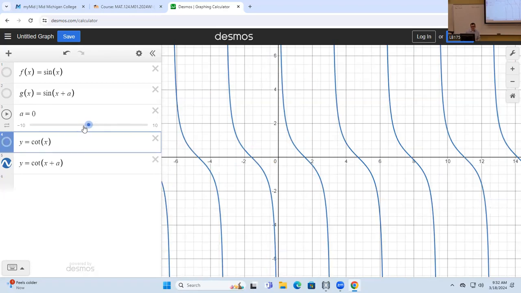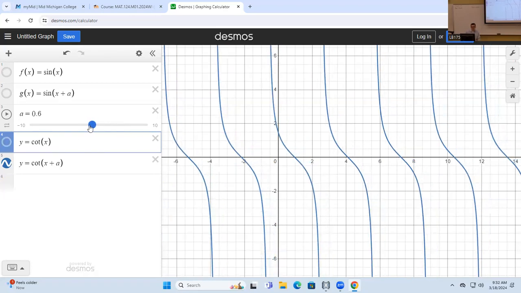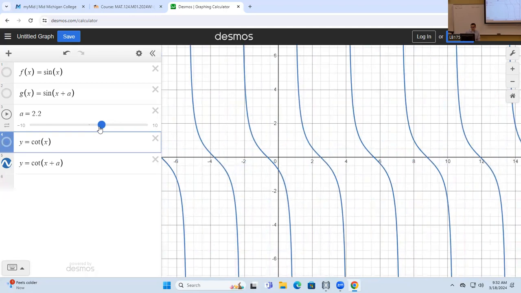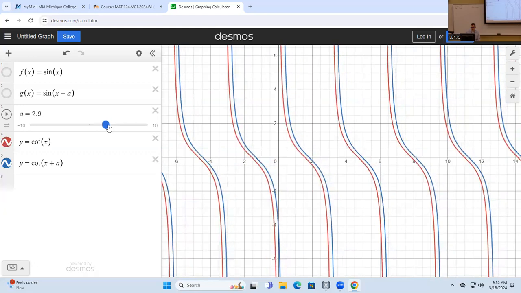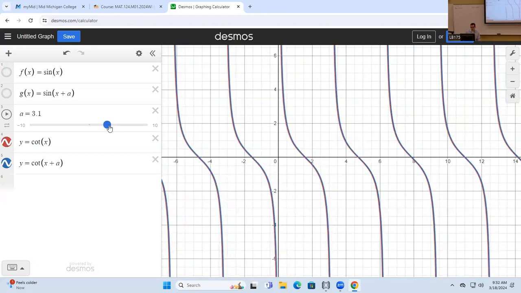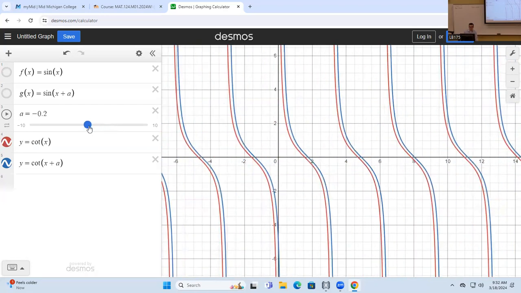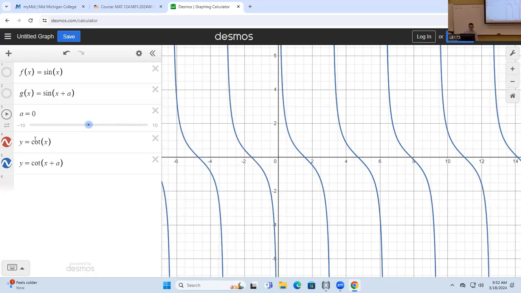Cotangent, as you slide things over, once again, sure enough, the fundamental period of cotangent is pi. I'm going to write all this stuff on the board in just a moment, but I wanted to play around with Desmos before then. Let's do secant.